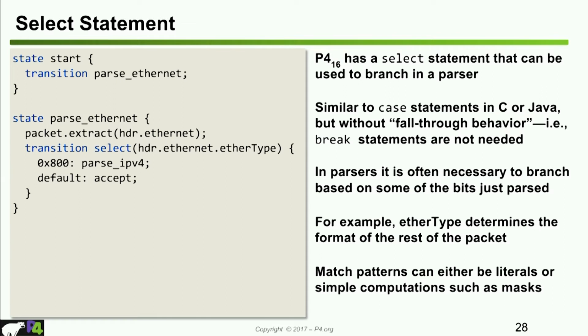In parsers, we often want to branch to different states based on some of the bits that were just parsed from the packet. For example, here on the left, we show in the parse Ethernet state, after extracting the Ethernet header, we want to either branch to the parse IPv4 state or the accept state based on the value of the ether type field.